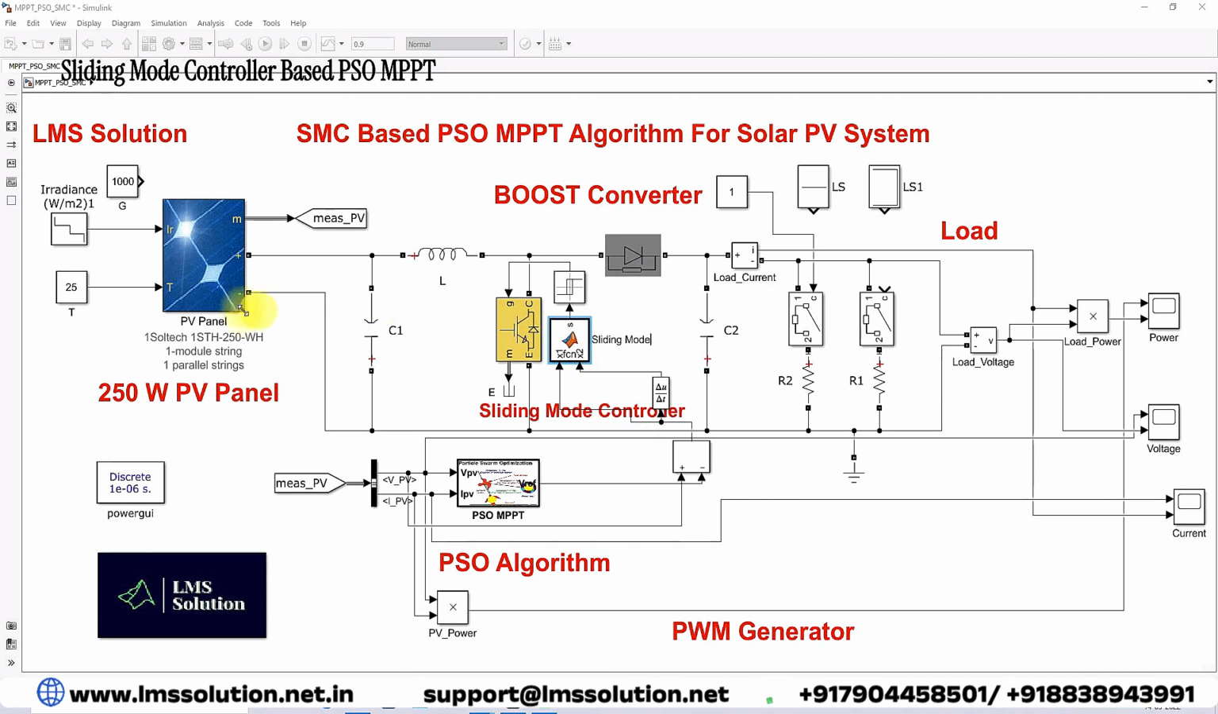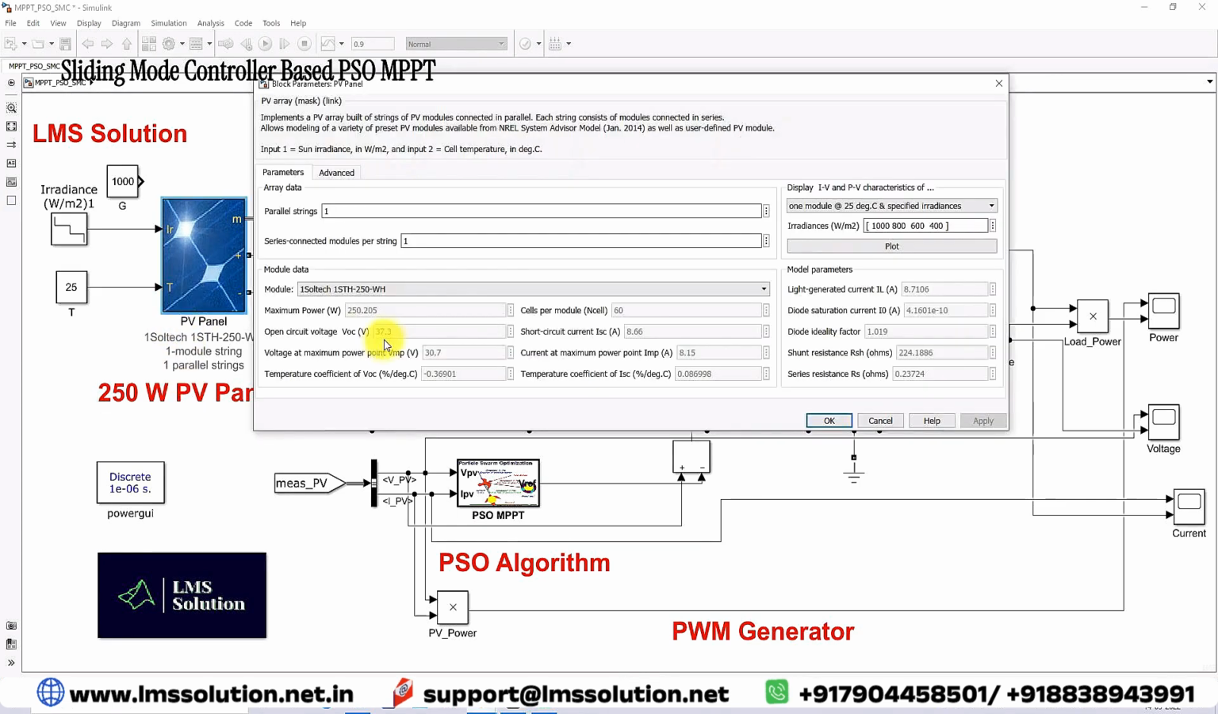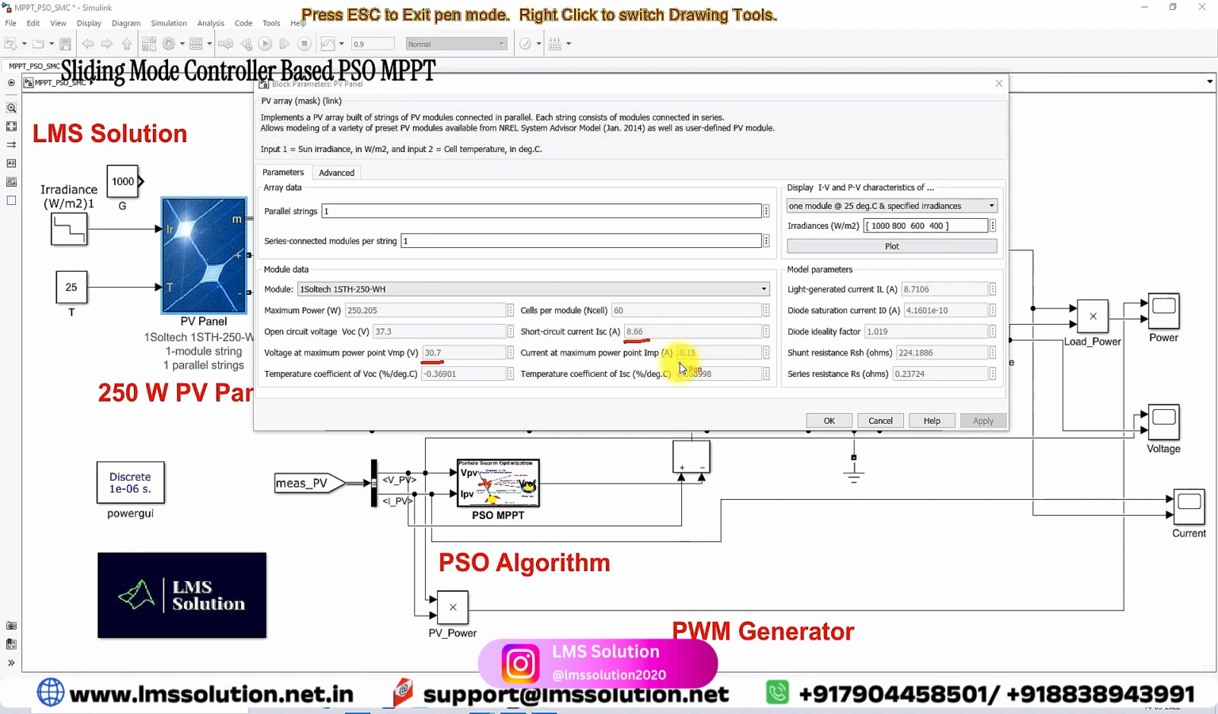This model consists of a 250 watts PV panel. The open circuit voltage of this panel is 37.3 volt. The voltage at maximum power point is 30.7 volt. Short circuit current is 8.66 amps and current at maximum power point is 8.15 amps.